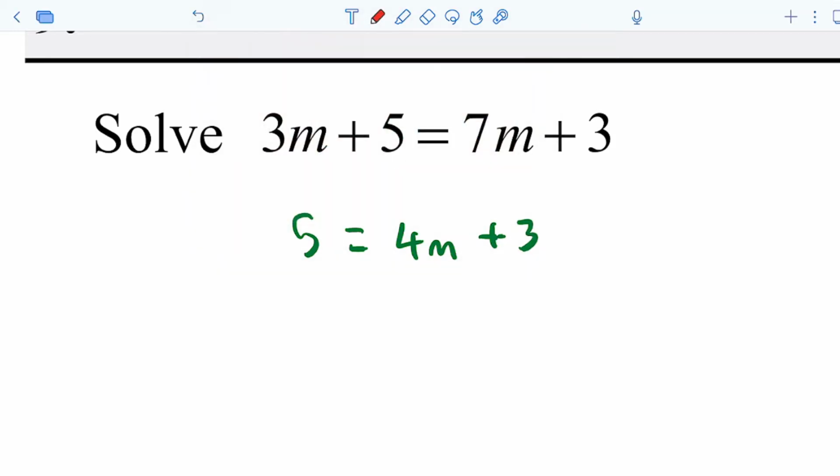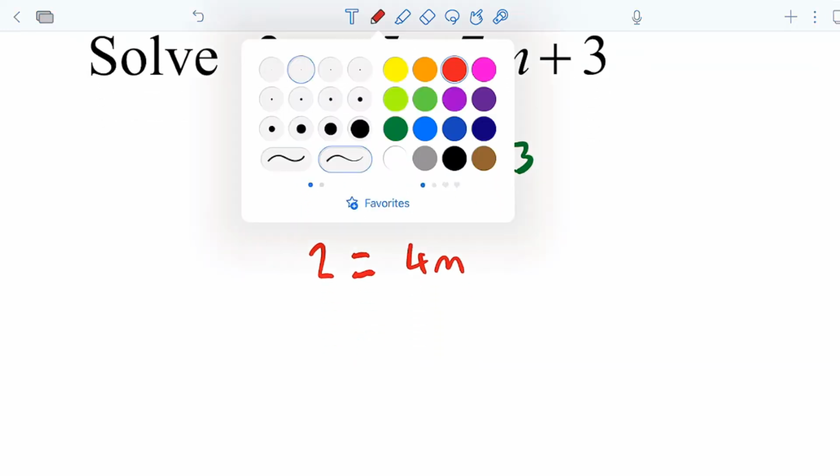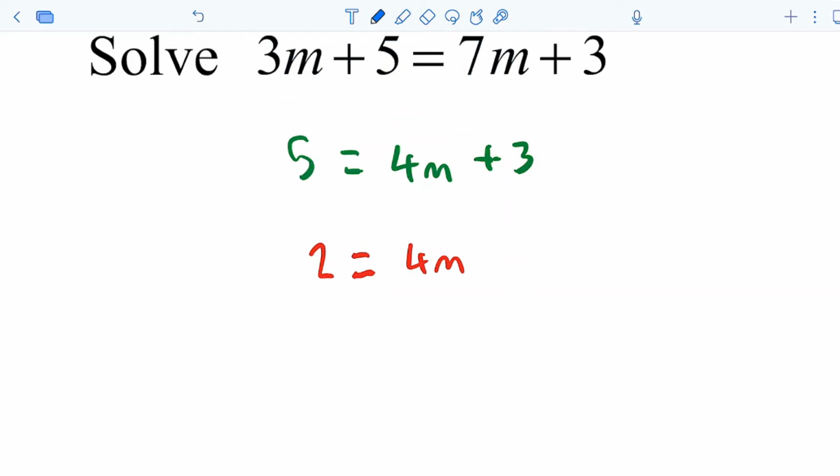Okay, next step, we need to get the m term to be on its own. So we take 3 away from both sides to get 2 is now equal to 4m. And finally, we need to divide both sides of the equation by 4 to get m on its own. So we have 2 over 4, which is the same as 1/2, is equal to m.